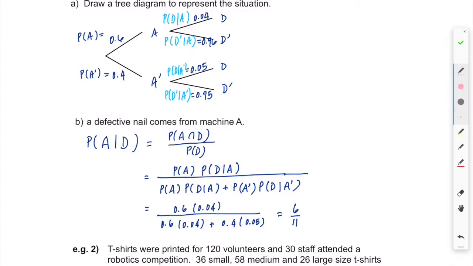Okay. So let me write a note on the side here. In this question, it is very specific that it's saying that I am looking amongst all the defective nails, right? So this is not the same as finding P of defective and from machine A. Because if I just talk about the and part, it takes away the fact that we have actually reduced our sample space. Okay.